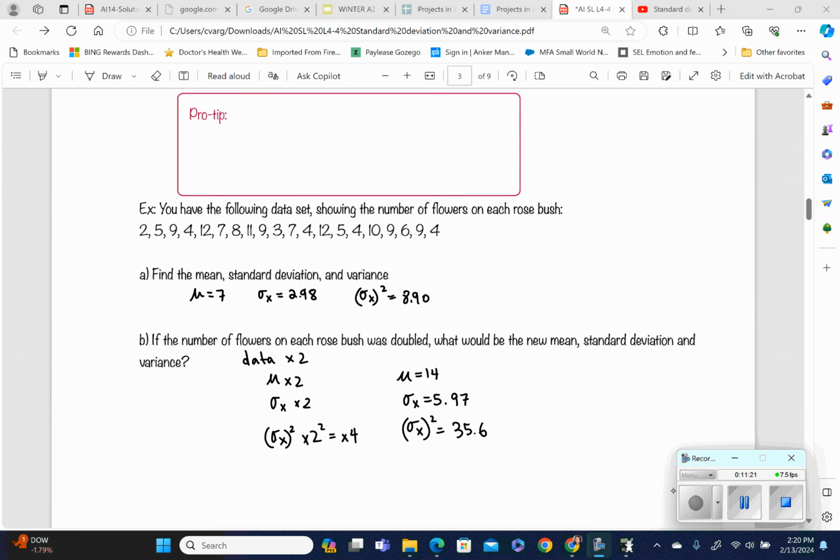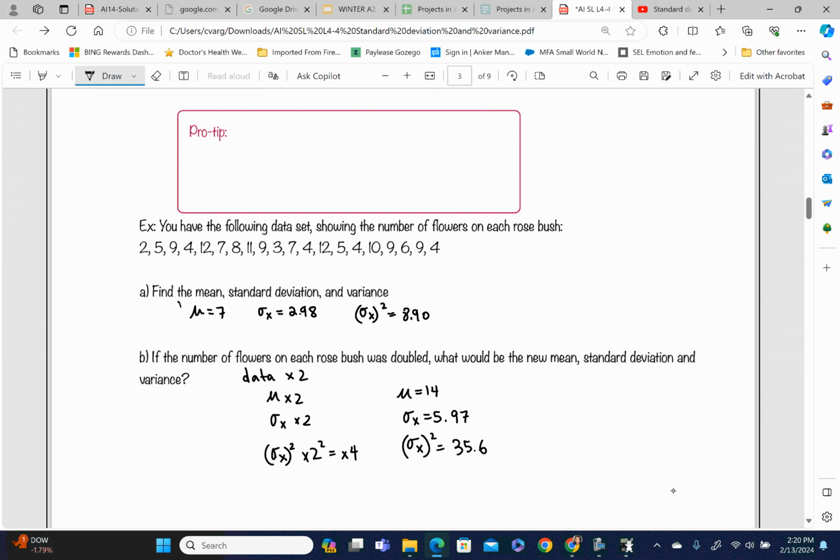All right, so we're back. So for the original data, the mean should be 7. You should get that the mean is 7. The standard deviation is 2.98, and the variance is 8.90, which is the standard deviation squared. So this is the mean of the actual data. So if the number of flowers was getting doubled, that means that the mean gets doubled. So the mean 7 times 2 is 14. The standard deviation is also getting doubled, so 2.98 times 2 is 5.97. And the variance is going to get times 4, so that's going to be 35.6.